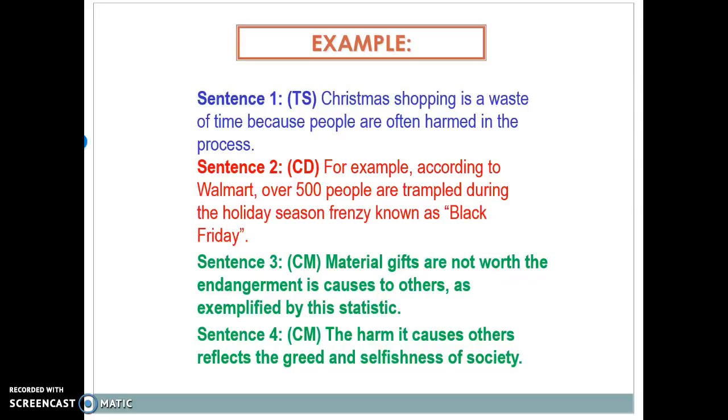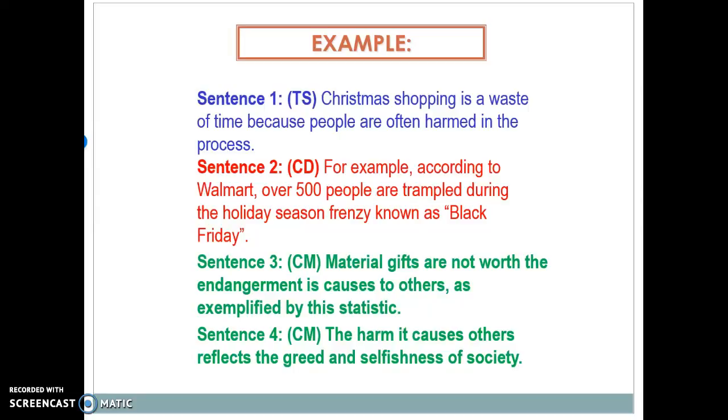Okay, so let's practice our own commentary a little bit here. Giving you an example of what a body paragraph, concrete detail, and commentary look like. We have our topic sentence. It says, Christmas shopping is a waste of time because people are often harmed in the process. Okay, that's a great topic sentence because we know that that's going to be the focus of their paragraph. Their first concrete detail says, for example, according to Walmart, over 500 people are trampled during the holiday season frenzy known as Black Friday. Okay, that was a fact. There wasn't a direct quote necessarily, but that was a fact, so that makes it a concrete detail.